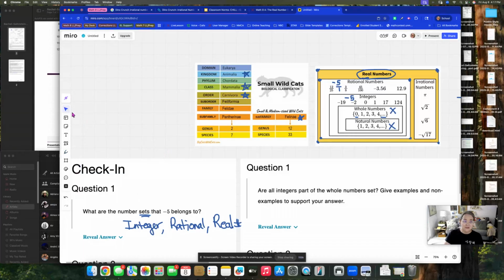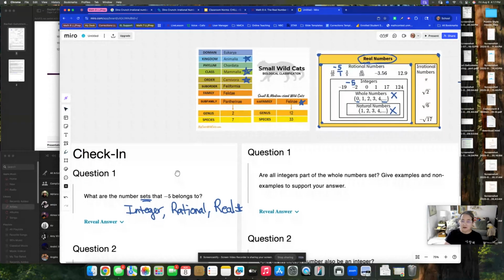Let's look at some more here. Are all integers part of the whole numbers set? Give examples and non-examples. So are all the integers also whole numbers? Let's take a look. So the integers, you can see there, negative 19, negative 2, 0, 1, 17, and so on. There are way more than that. There are infinite numbers of them.